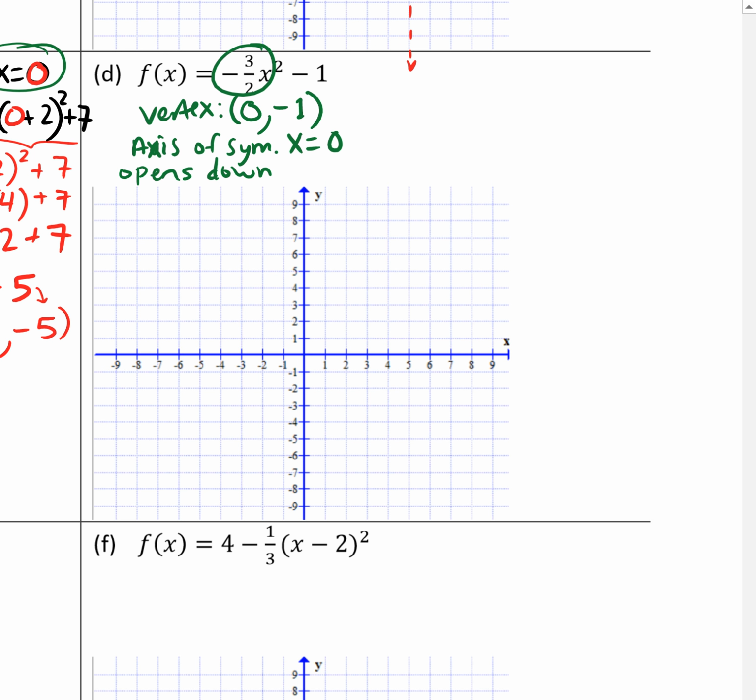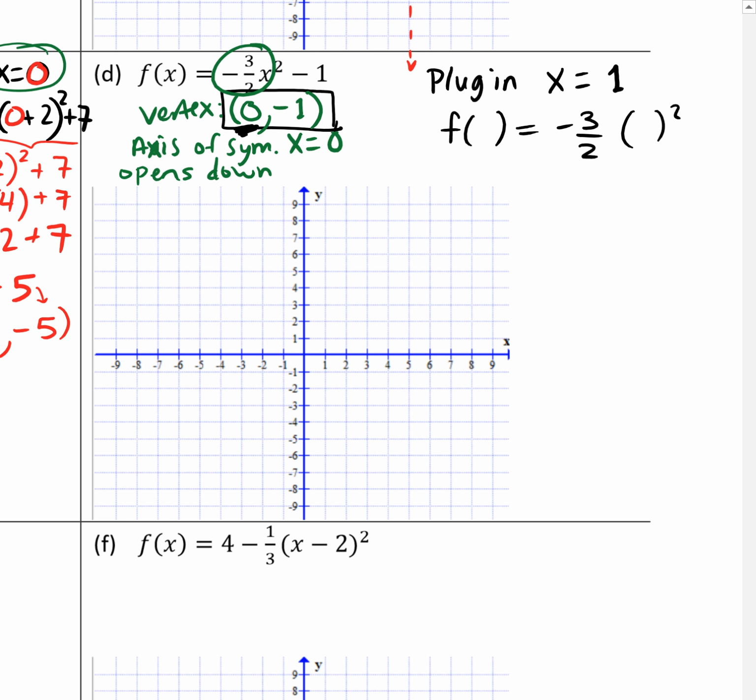Now we're going to find one more point. We're going to plug in whatever x value we want. Try to keep it close to 0 though. And I love 0. I wish I could plug 0 in again. But if I plug 0 in again, I'd get the same point, the vertex again. So it'd be a waste of time. I'm going to plug in 1. I like 1. He's pretty good. So f of 1 is negative 3/2 times 1.